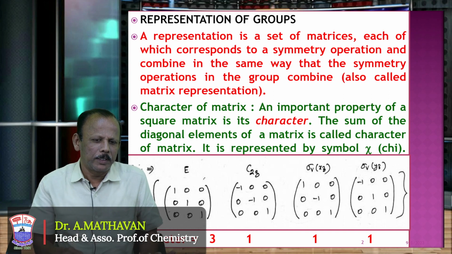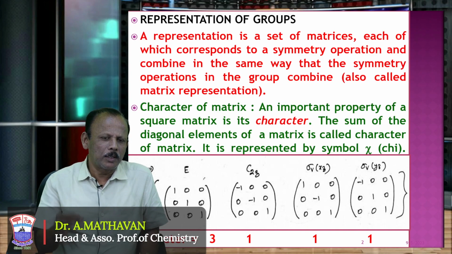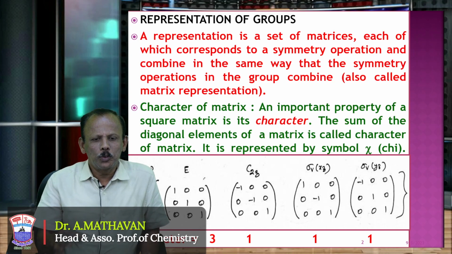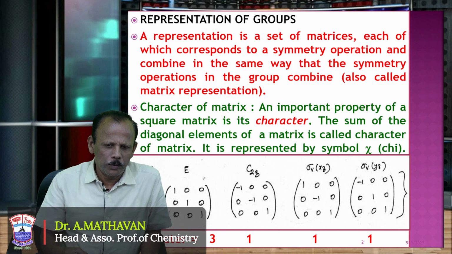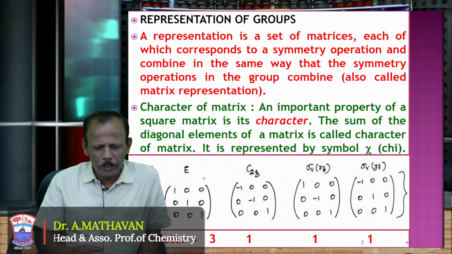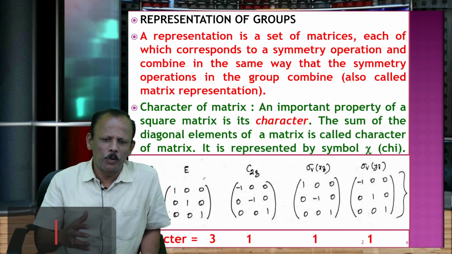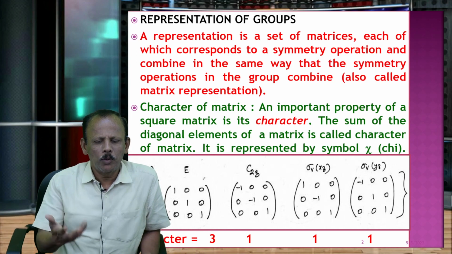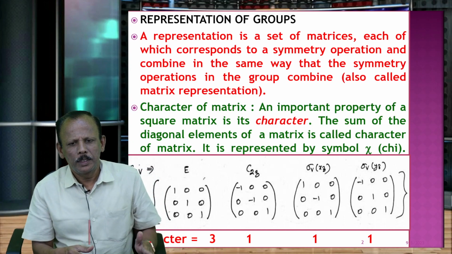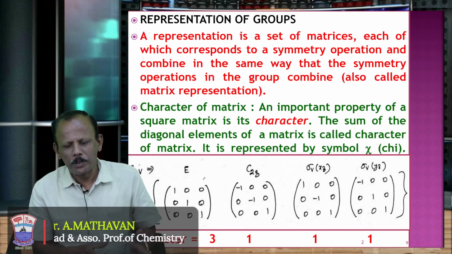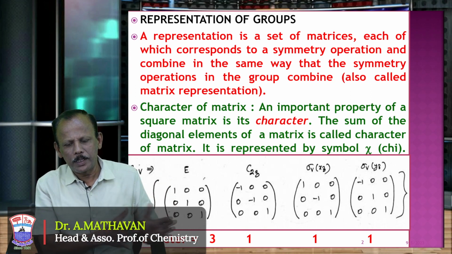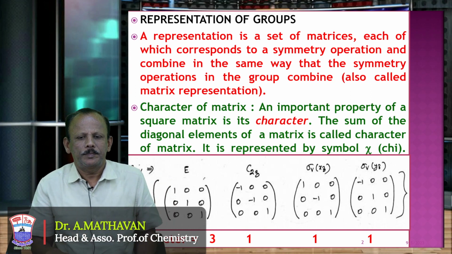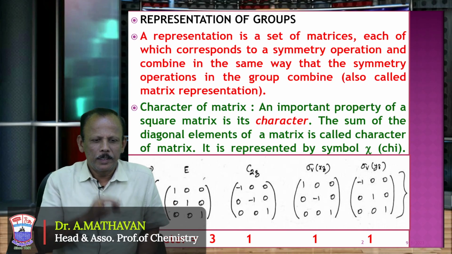So what is the basis for this representation? The basis means the coordinates of the molecule. Usually we use the three coordinates x, y, z, or we can use one coordinate, two coordinates, or more than three coordinates. That is, we can use multiple coordinates to give the representation of the symmetry elements in the group. So all the symmetry elements are given in terms of matrices.